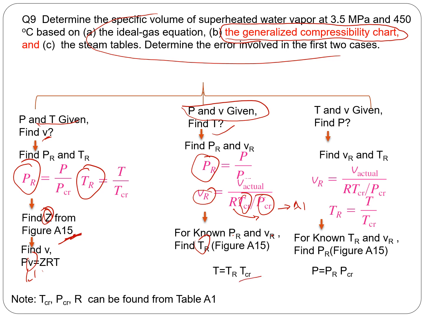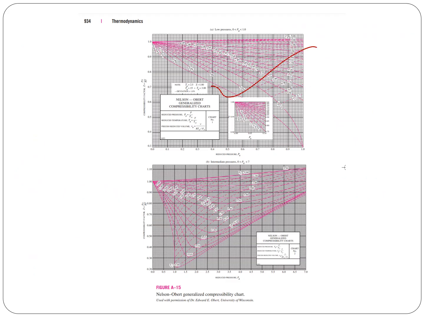and we know T is TR times T critical. So you get T critical from appendix A1, and so you can find the temperature. The same applies when T and V are given: you can find the pressure accordingly. So these are the steps you need to follow depending on what is given and what needs to be found out. This is what you can bring to the exam.